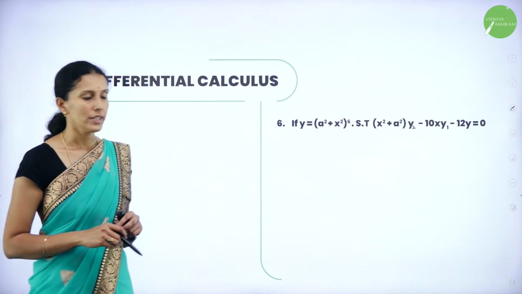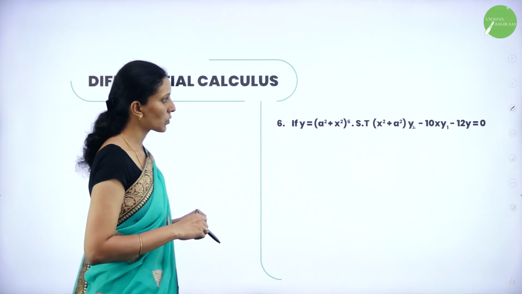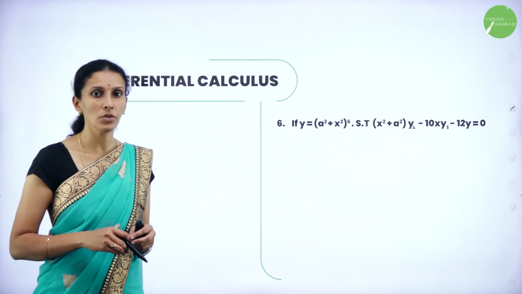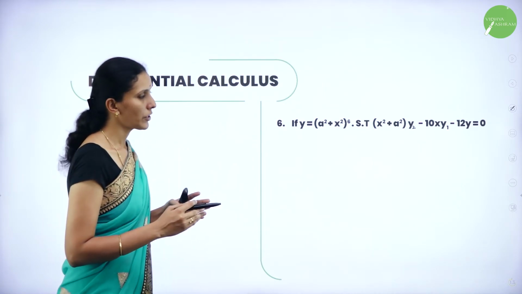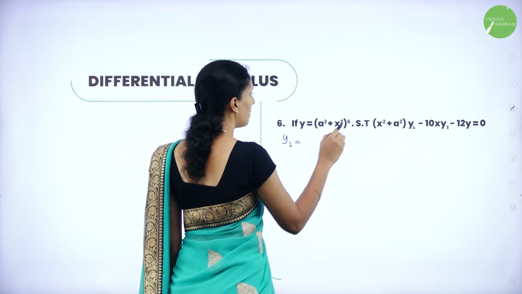So the next question is, if y is equal to (a square plus x square) whole power 6, show that (x square plus a square) y2 minus 10x y1 minus 12y is equal to 0. So y1 means first differentiation, y2 means second order derivative. So first find out y1. So you have a power here.